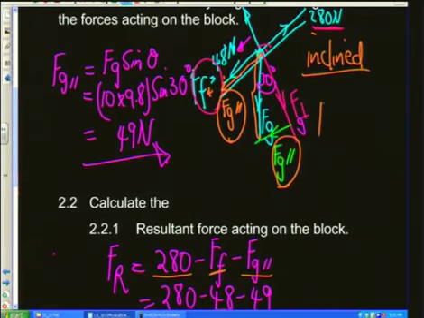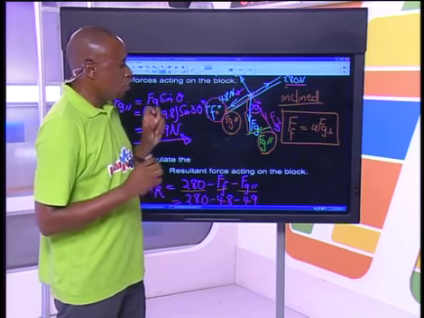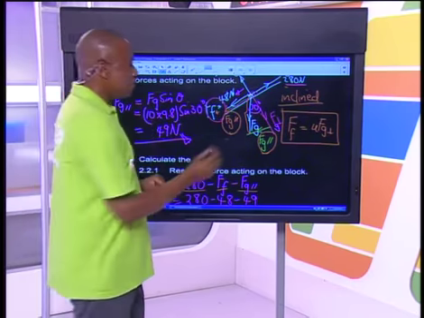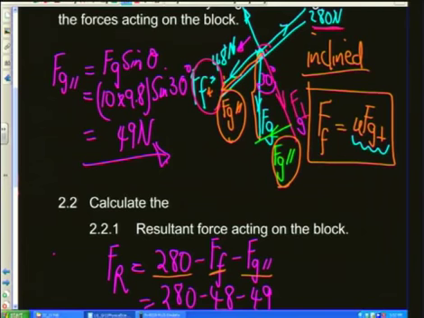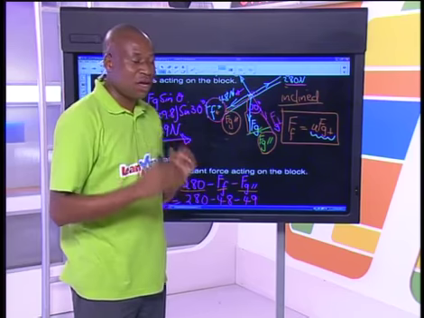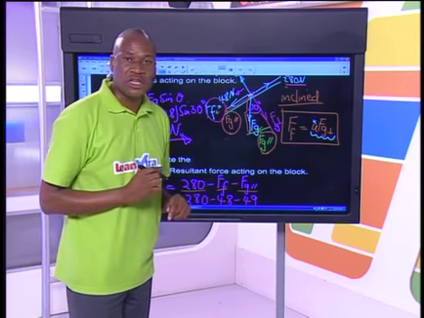Remember, on an incline, the frictional force would be given by the coefficient of friction times the perpendicular component of the weight of the object you're looking at. So if you're talking incline, this is how it works out. You're not going to use Fg, but you're going to use Fg perpendicular to calculate the frictional force when you are given the coefficient of friction, mu.